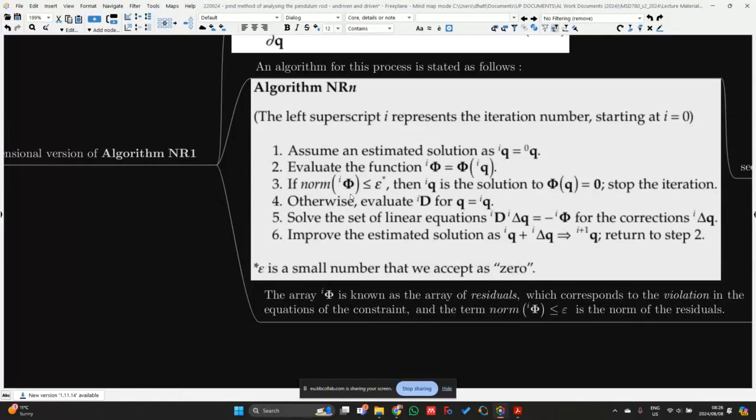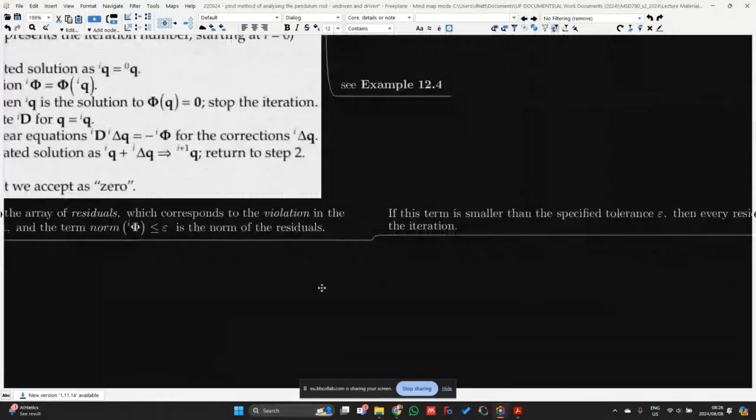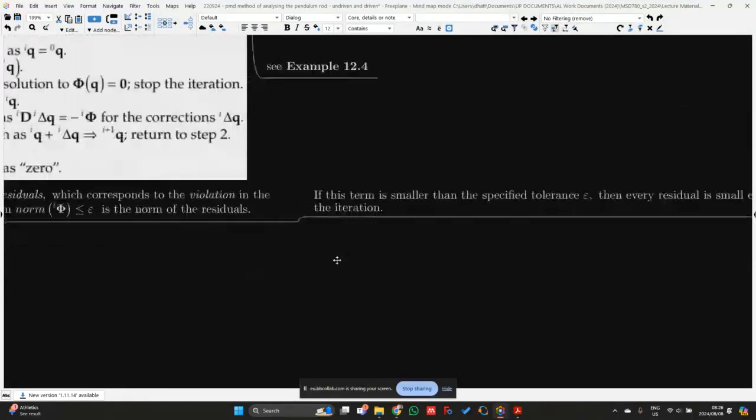And then we are more interested in converging based on the norm of this phi I over here, which should still be smaller than or equal to some tolerance that we specify. So the array phi I is then known as the array of residuals, which corresponds to the violation in the equations of the constraint. And the term norm phi I, which is smaller than or equal to epsilon, is the norm of the residuals that we take into account. So if this term is smaller than the specified tolerance epsilon, then every residual is small enough to stop the iteration, and we can consider the solution to be converged.